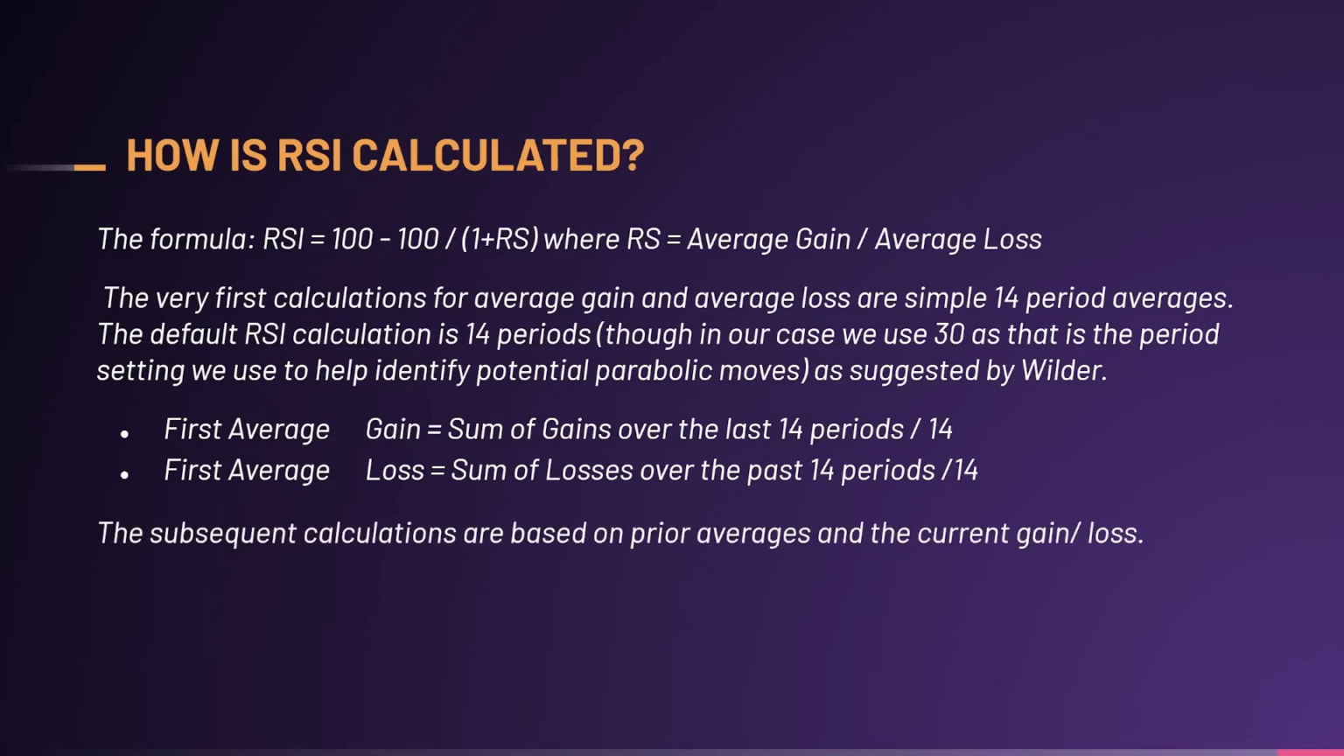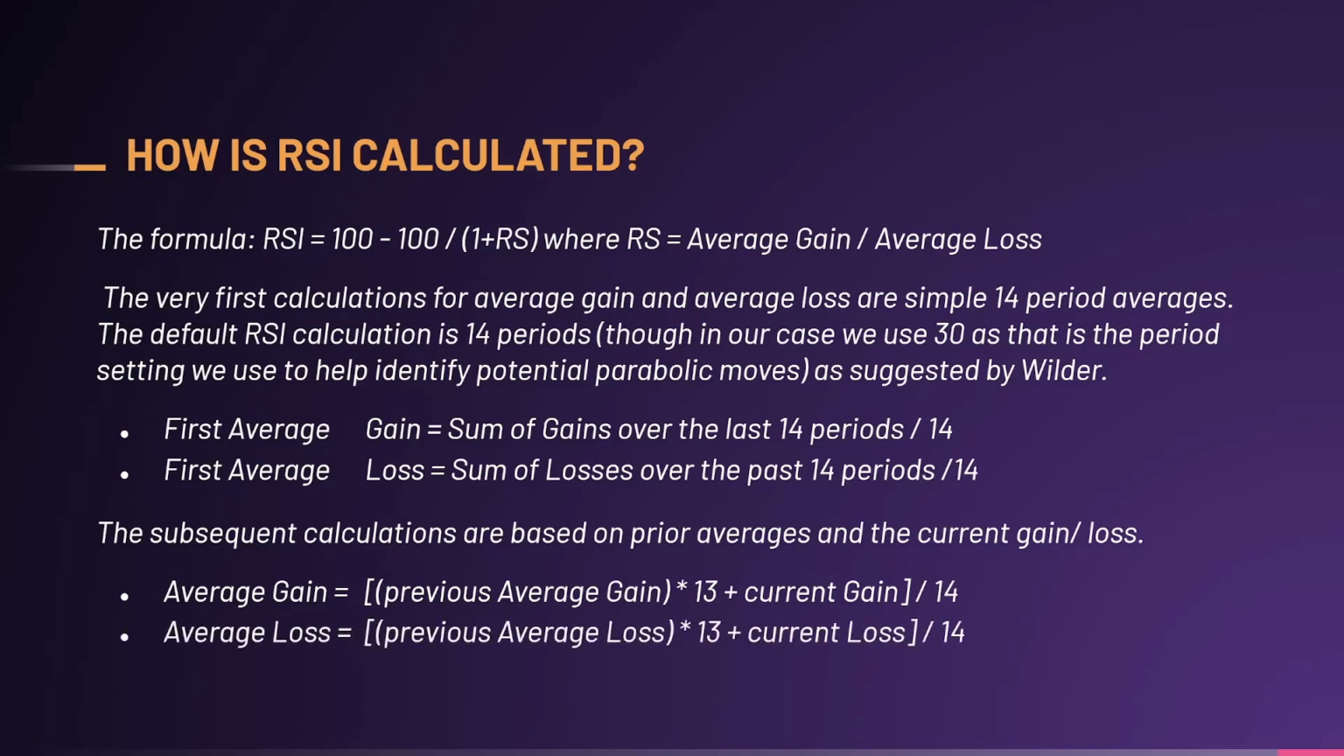The subsequent calculations are based on prior averages and the current gain or loss. Average gain equals the previous average gain multiplied by 13 plus current gain, divided by 14. And then the average loss, same banana: previous average loss multiplied by 13 plus current loss, divided by 14. Now, I realize na parang iniisip nyo, ang boring naman nun, sinayang ko ng oras namin. But I do believe na kahit nabasahin nyo lang yan really quick, just so you have a basic understanding of how RSI works is important.